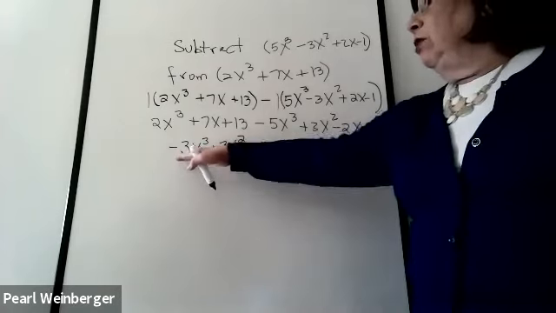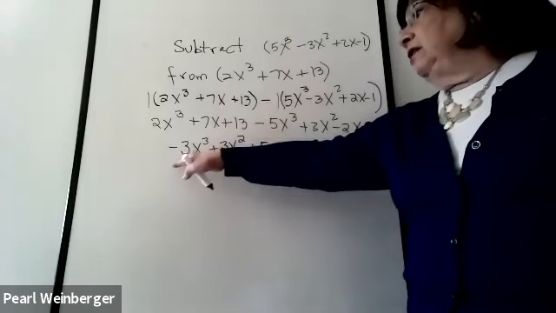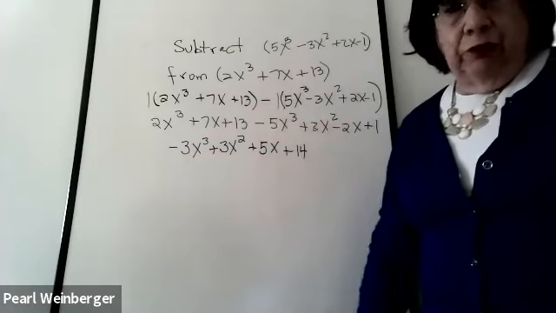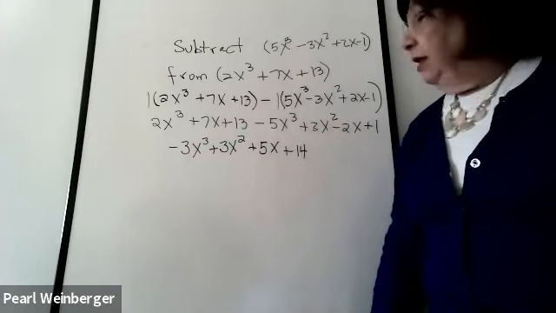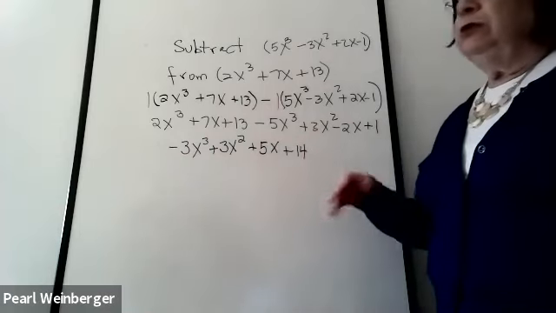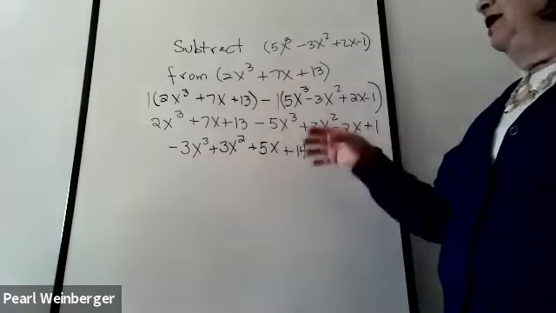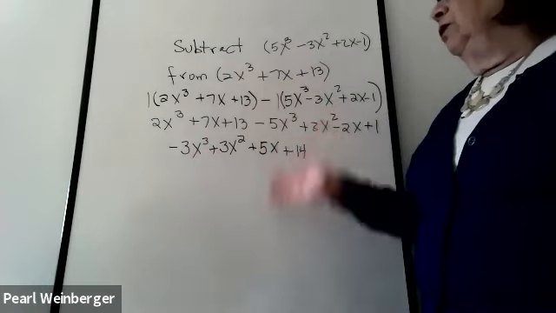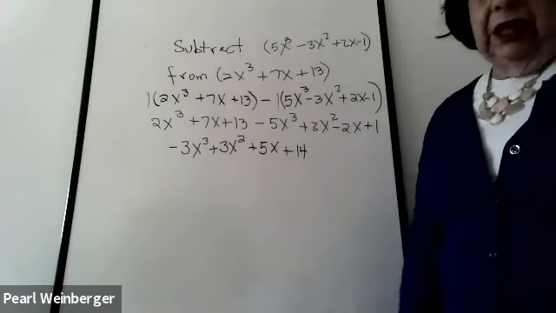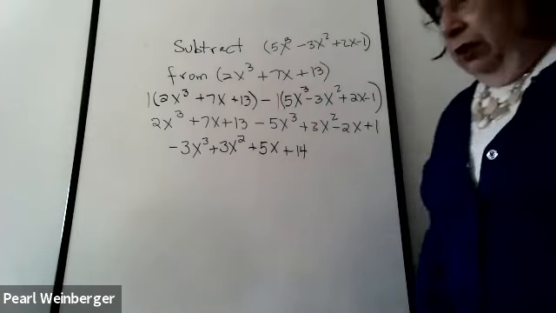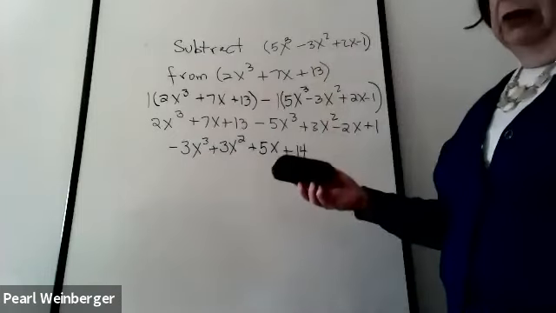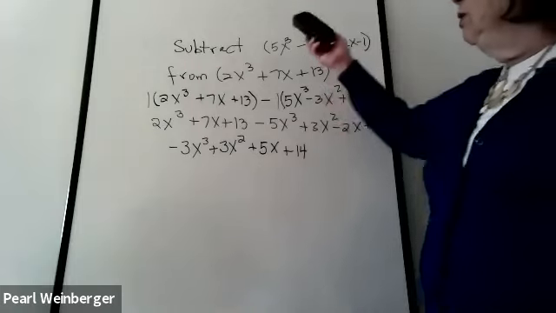And this is in what we call descending order because the highest exponent is first, then the next highest, then the next highest, and then finally the number without any variable next to it. So this would be your answer when you are subtracting. When you're adding, you just would put a plus instead of a minus, and then combine the like terms that way.